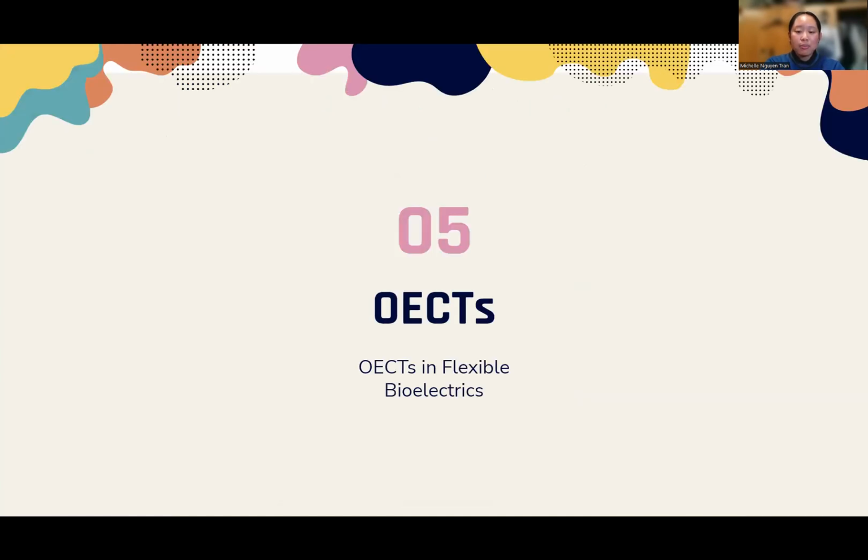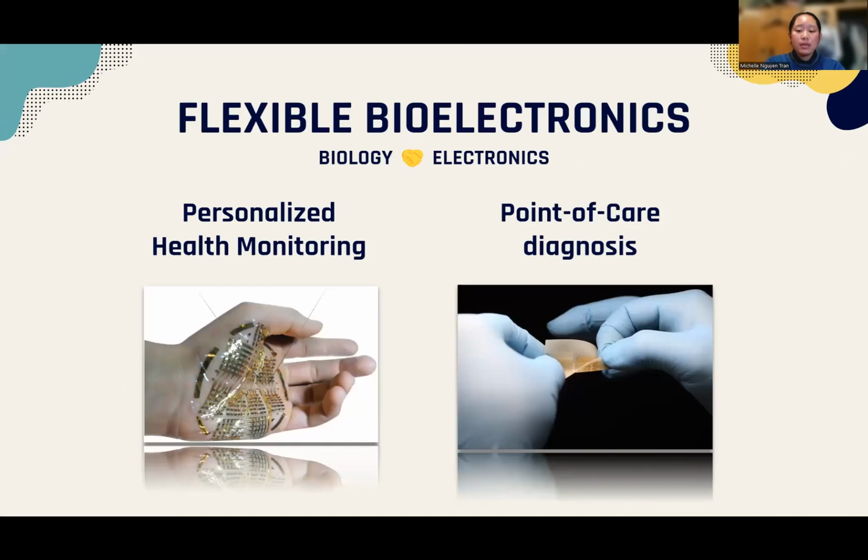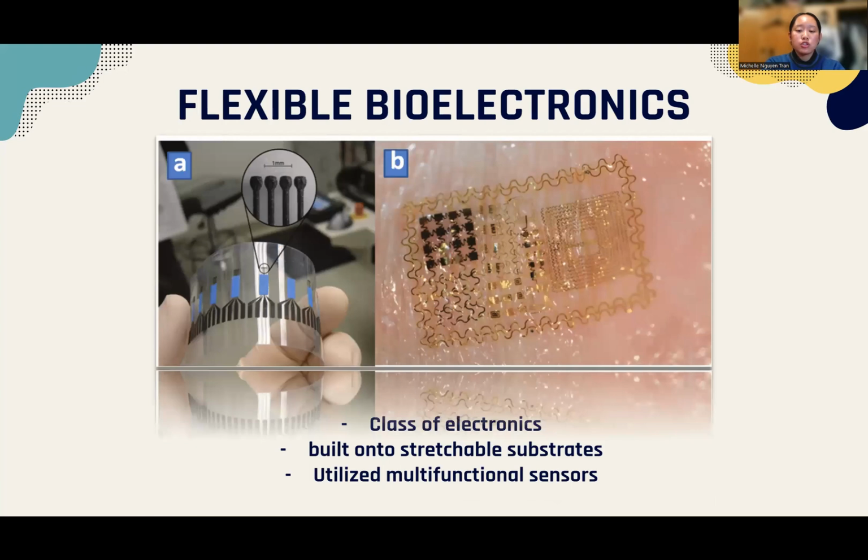Now onto another application of organic flexible electronic devices in the biomedicine sector, OX. Because of its great promise in personalized health monitoring and point-of-care diagnosis, flexible bioelectronics, which offers soft, functionalized interfaces to couple biology and electronics, have gained increasing interest. Flexible bioelectronics refer to a class of electronic devices that are built onto stretchable substrates, usually plastic, in order to give it its flexibility capabilities used in the healthcare sector, as it uses multifunctional sensors to obtain various data from the human body.